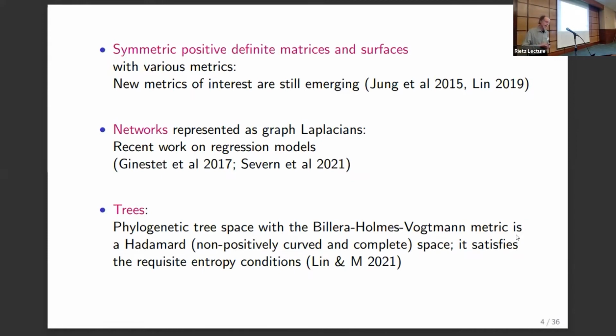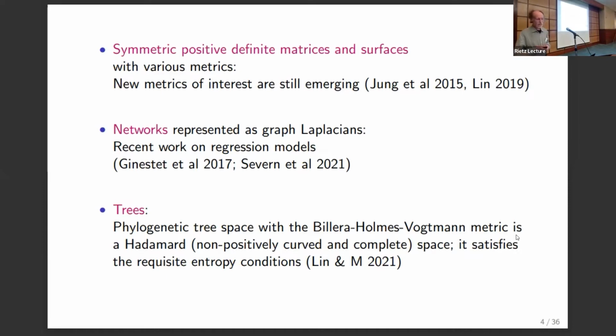Another class of objects are networks that can be represented as graph Laplacians, for example, if they have the same number of nodes. And there are recent works on regression models using such graph Laplacian representations of networks. The last class I want to mention are trees.